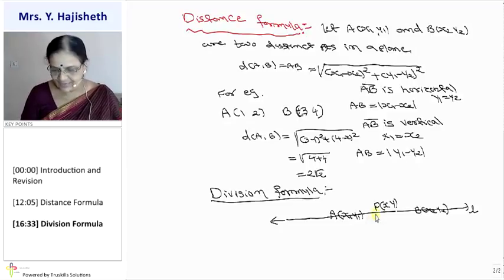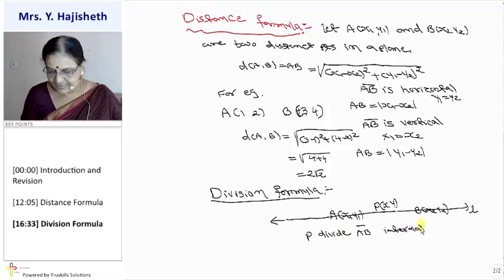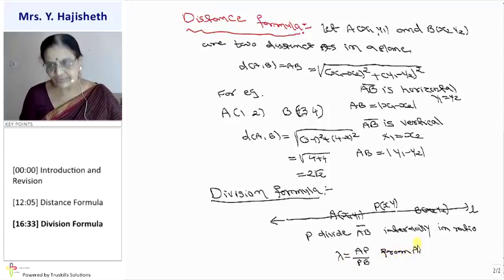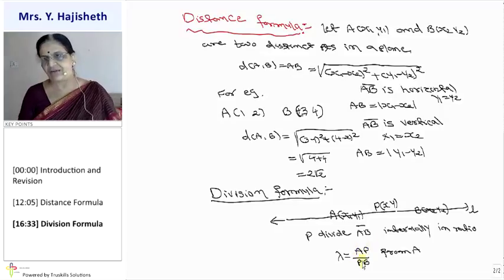Then I can say point P divides AB, line segment AB internally, in the ratio AP upon PB, that is lambda, from A. Why is it taken as from A? Because in the numerator, first we have taken the distance from A and then the distance from B. So it is called from A.